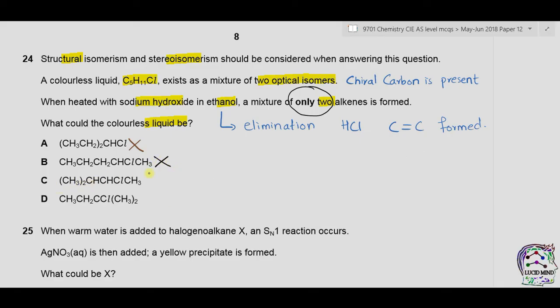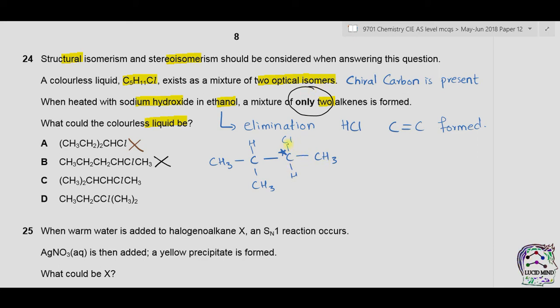Now looking at part C, we have this structure. CH3 is attached with carbon having hydrogen atom. Then CHCl and CH3. Now we can see that this carbon is not chiral as it has 2 similar CH3 groups. This carbon is chiral as it has 4 different groups. So the first condition is correct.